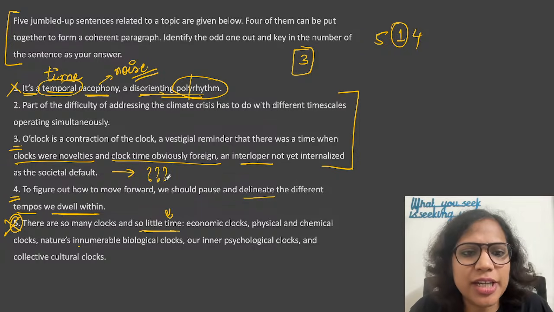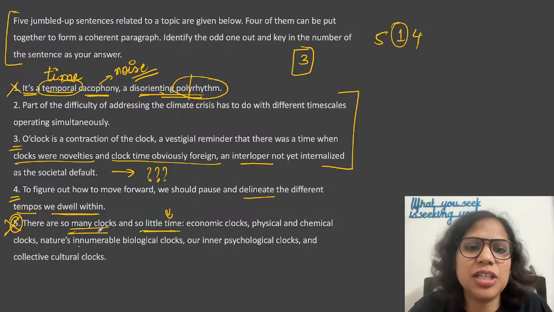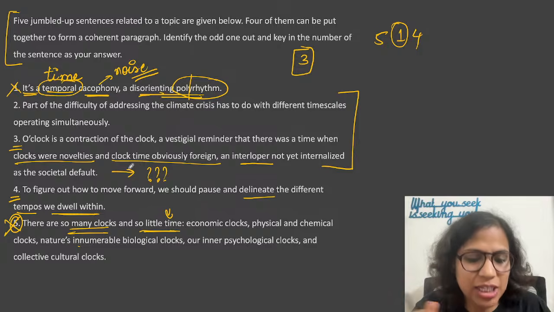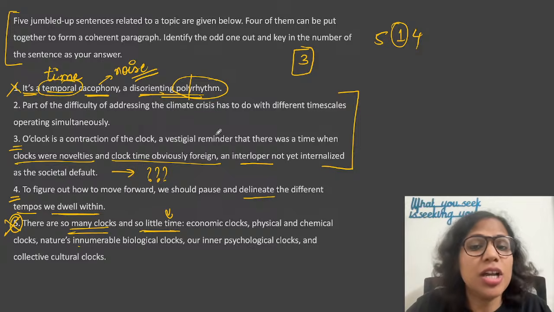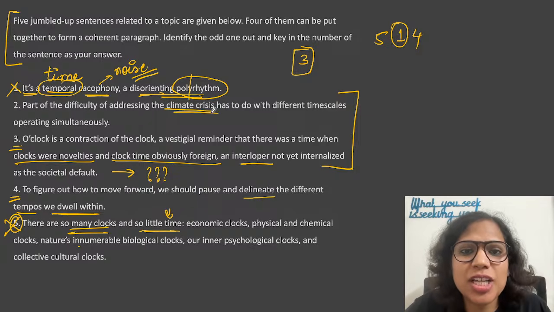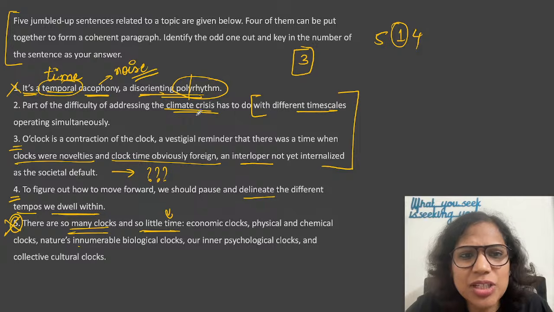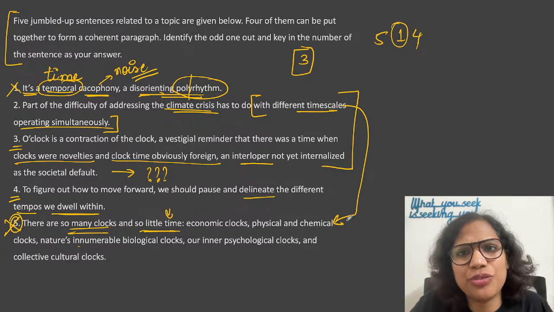Not really, right? So we are just talking about the multiplicity, not the fact that today it has become the norm, the default. ये discussion हो ही नहीं रही. And absolutely Mudit, it's too literal just about the clock. So now I understand 2 में आपको लगा कि climate crisis is the different part. But look at this, different time scales operating simultaneously. Isn't it very directly related to 5?